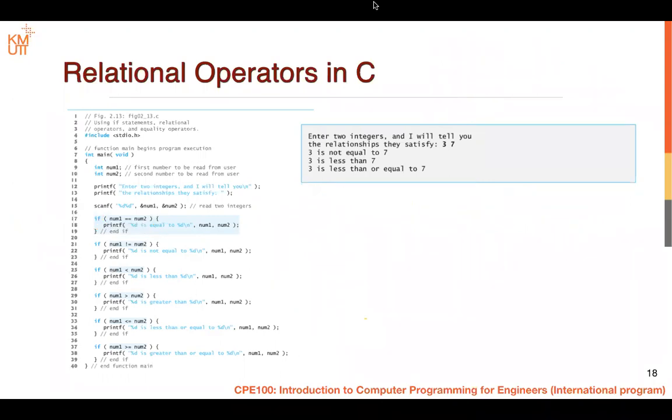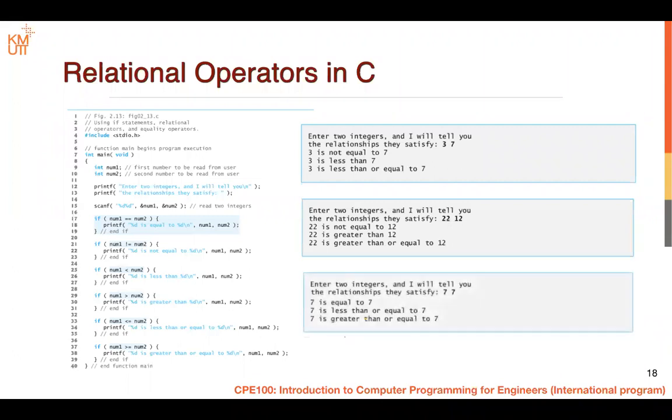Okay. Next, if you have another input, right? If you use inputs 22 and 12, you can get 3 lines. If you use equal input integers, you have 3 lines as well. That indicates 7 is equal to 7, and it is also less than or equal, and it is also greater than or equal as well. So we can have 3 lines.